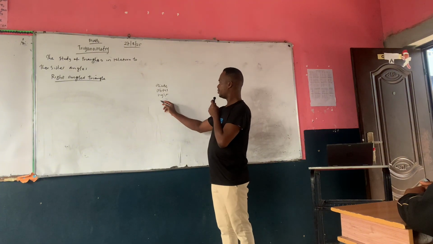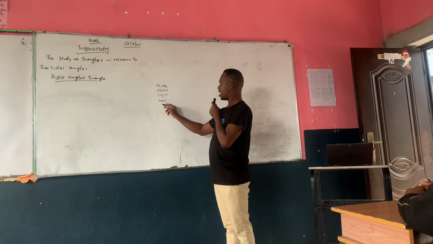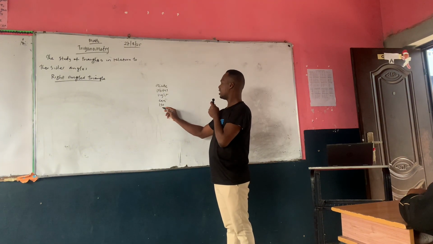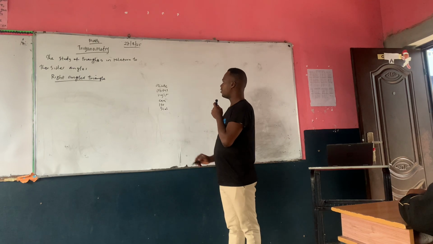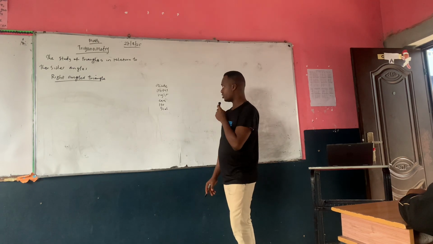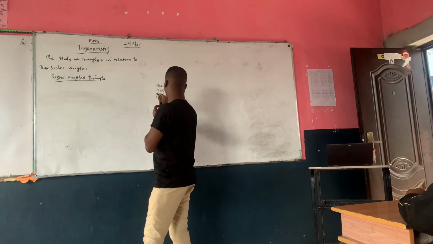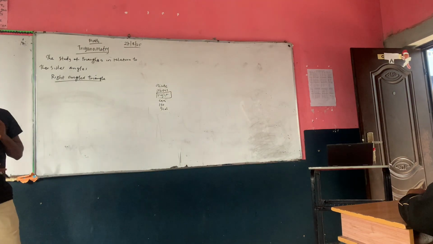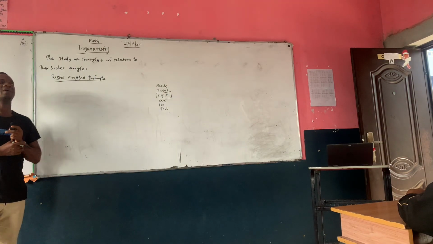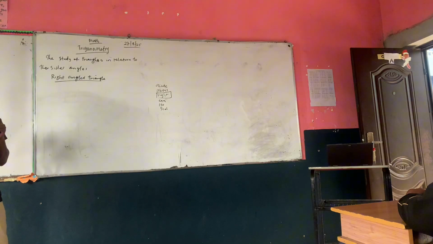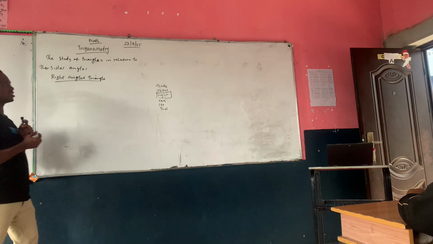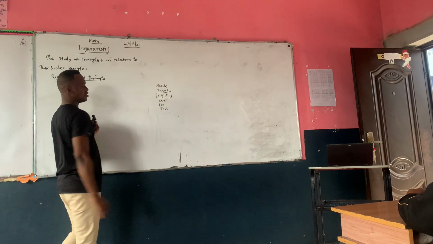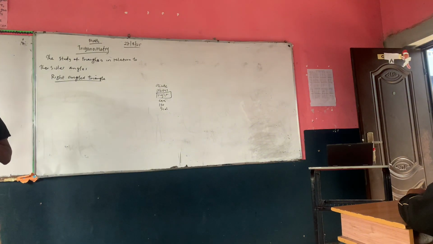We have equilateral triangle, isosceles, scalene triangle. So all of these are types of triangles. But in today's class, we're considering this special case, the right angle triangle. What is a right angle triangle? A triangle that has an angle of 90 degrees. That angle of 90 degrees is called right angle. So when you hear of right angle, it means an angle of 90 degrees.